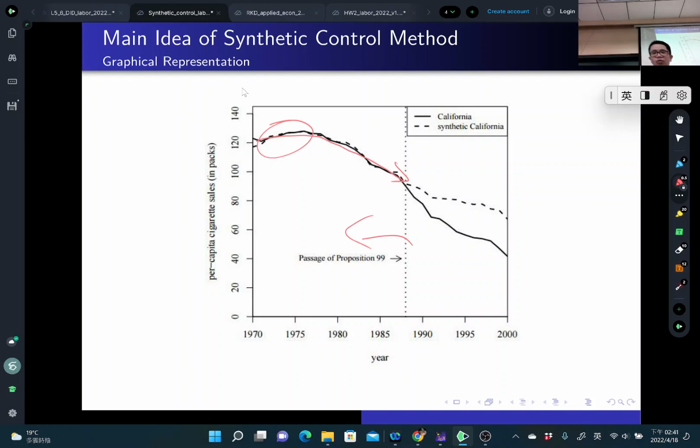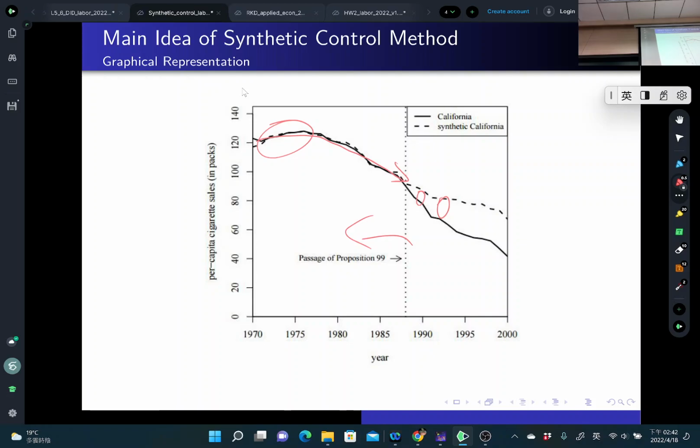So then you can consider any difference between the real California and synthetic California. This difference can represent the causal effect of the policy. So that's the main idea of the synthetic control method. Okay. So any questions? And you can evaluate the policy impact for each year, for example 1990, 1991, 1992 until 2000. Each gap between California and this artificial California, synthetic California, is the effect of that policy.